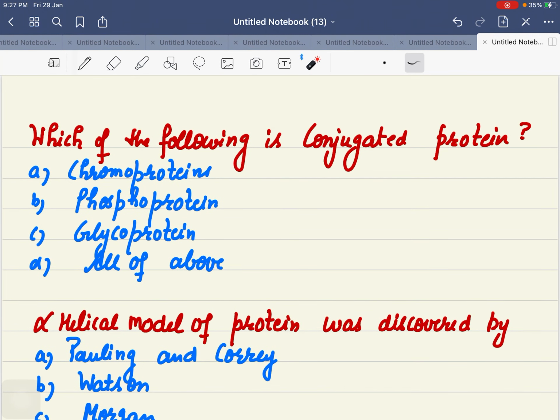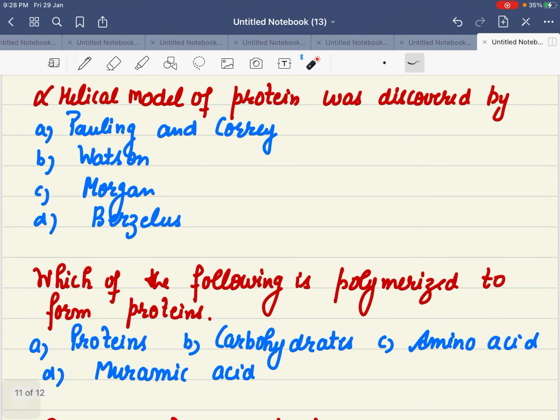Which of the following is a conjugated protein? Conjugated means it is made from two things. Chromoprotein has a colorful part, a phosphate group, and glucose is there, so all of the above. Now, the alpha helical model. This we have not written in our notes, so you can note it down. The alpha helical model of protein was discovered by Pauling and Corey. These were the two scientists who gave us the alpha helical model.